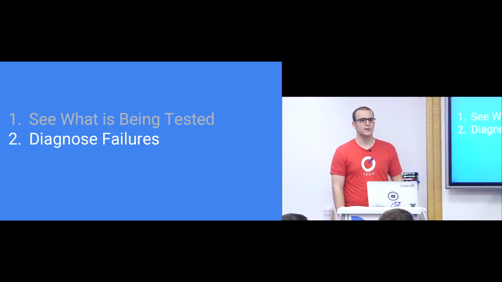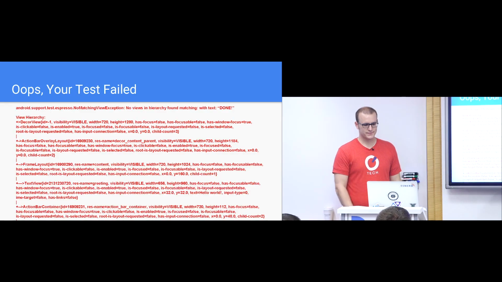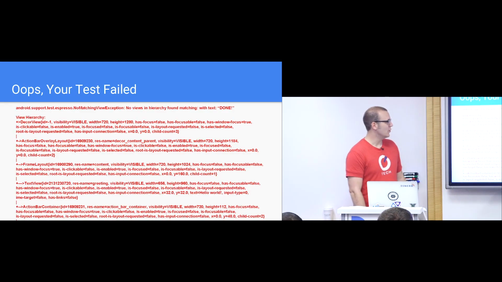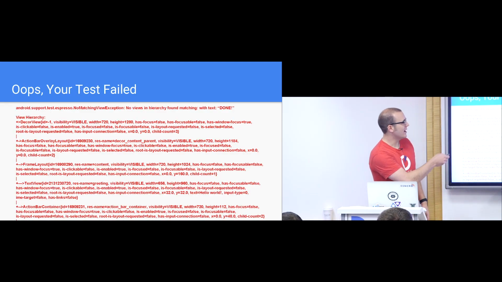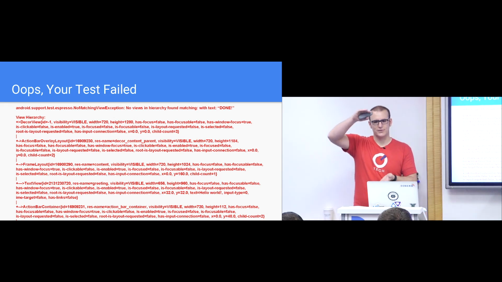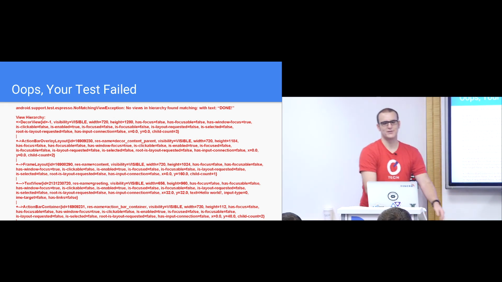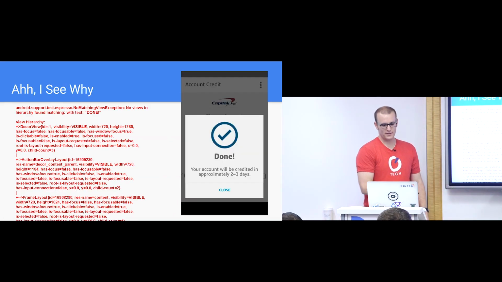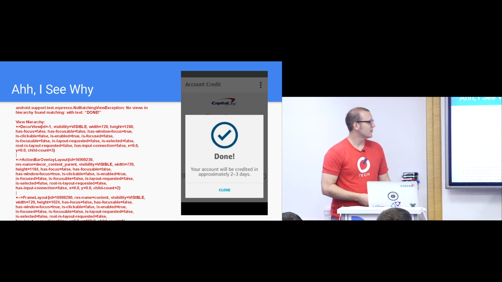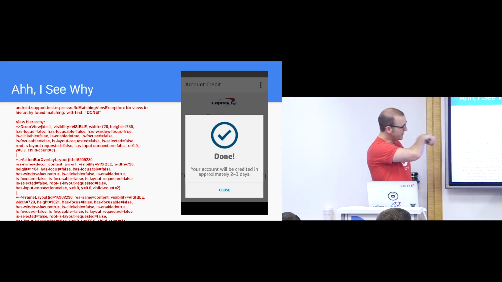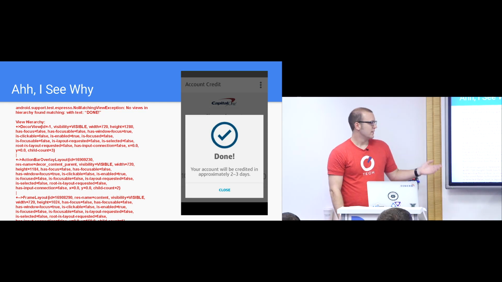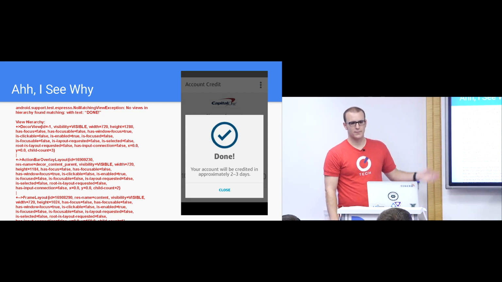Number 2 is you want to diagnose failures, right? So screenshots, if a failure happens, you get all that console output, and you have this. So oops, you didn't find a view in the hierarchy with the text on. And if you actually went in the slide and zoomed out, the text kind of spills down the page. So this isn't even all of it. But, oh, I can see why my test failed, right? So actually, done was not all capitalized. It was just the first letter was capitalized.